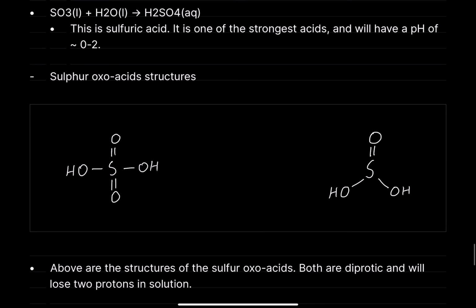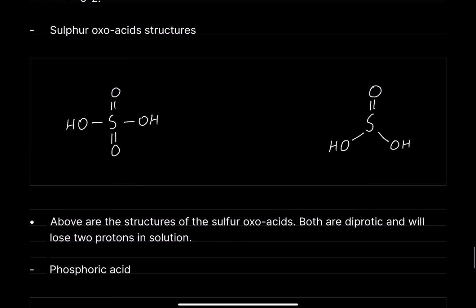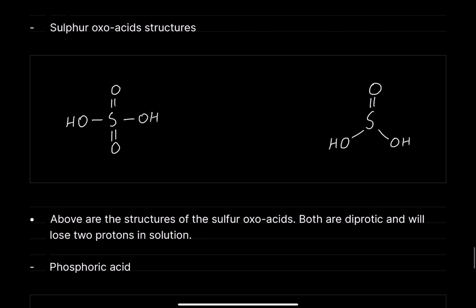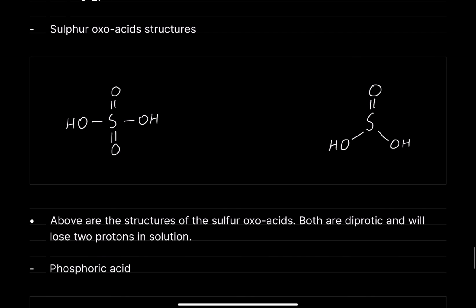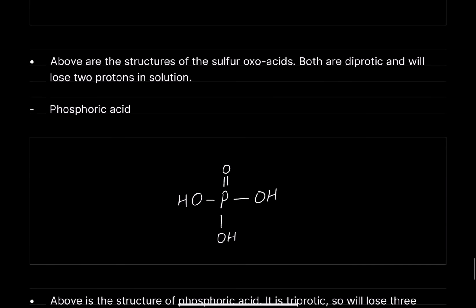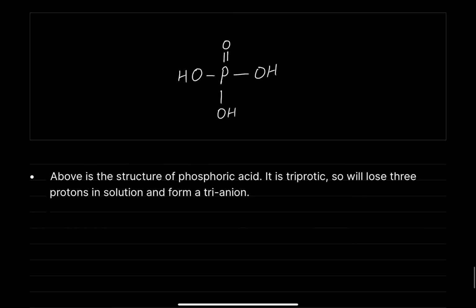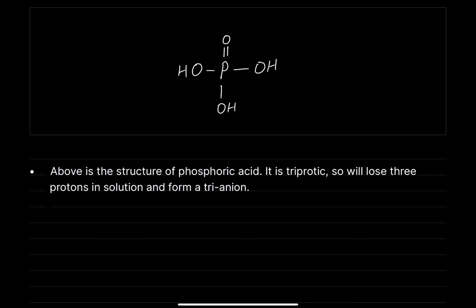So sulfur oxo acid structures. These are just structures of sulfuric acid on the left and sulfurous acid on your right. So above are the structures of sulfur oxo acids, both are diprotic and will lose 2 protons in solution. And obviously I have phosphoric acid, triprotic, so it loses 3 protons in solution and forms a trianion.